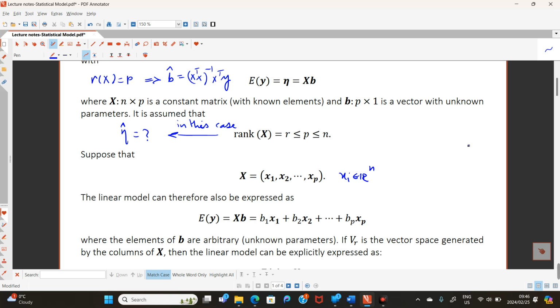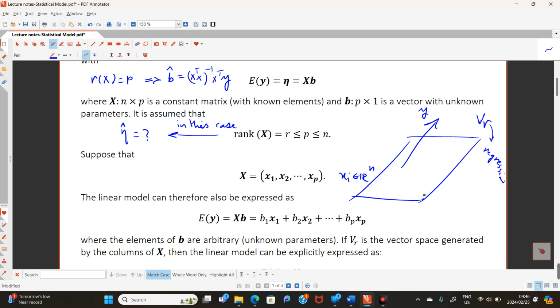Now, consider this vector space. Suppose V_R is the vector space generated by the columns, but with r columns, because we assume the rank of X is equal to r. So it's a vector space, and I use R because of the rank, and it also refers to regression. Interestingly, and Y is a vector here.